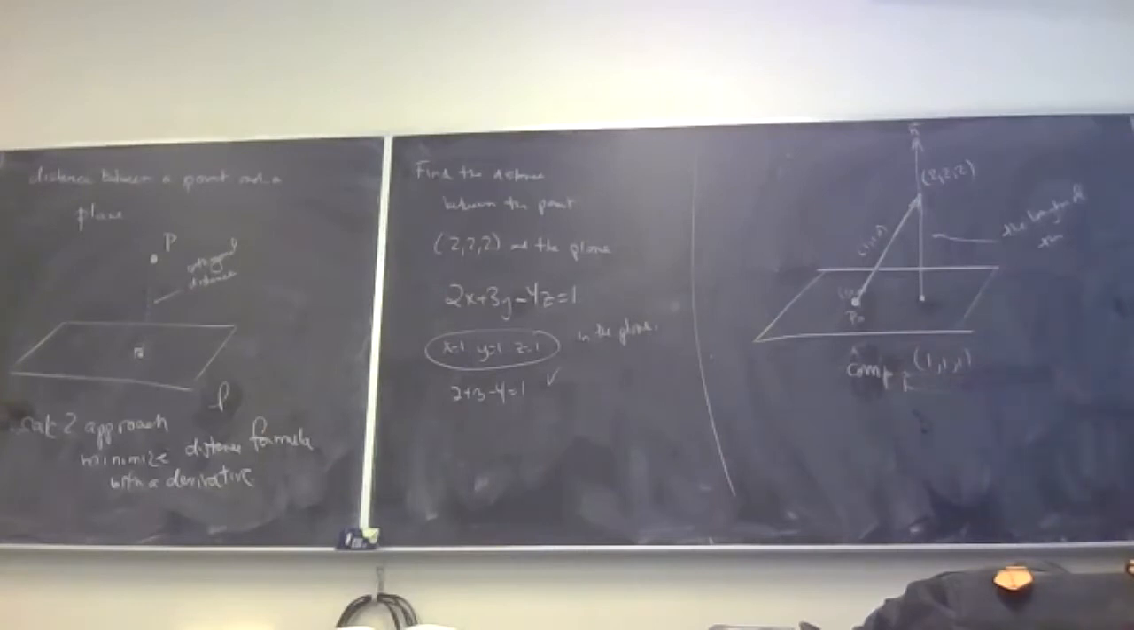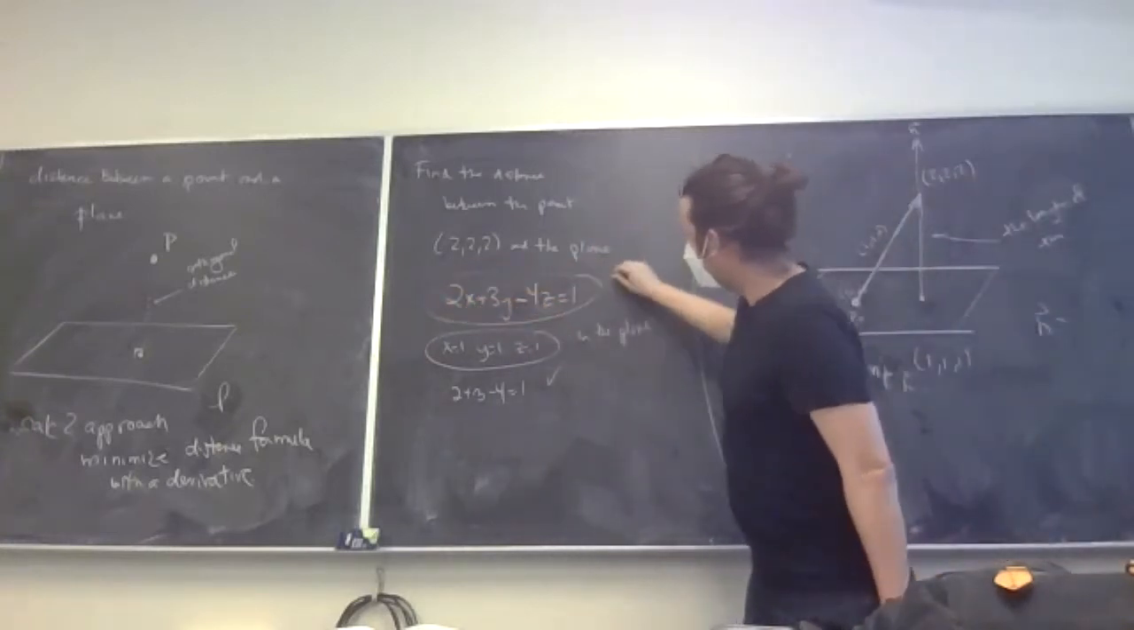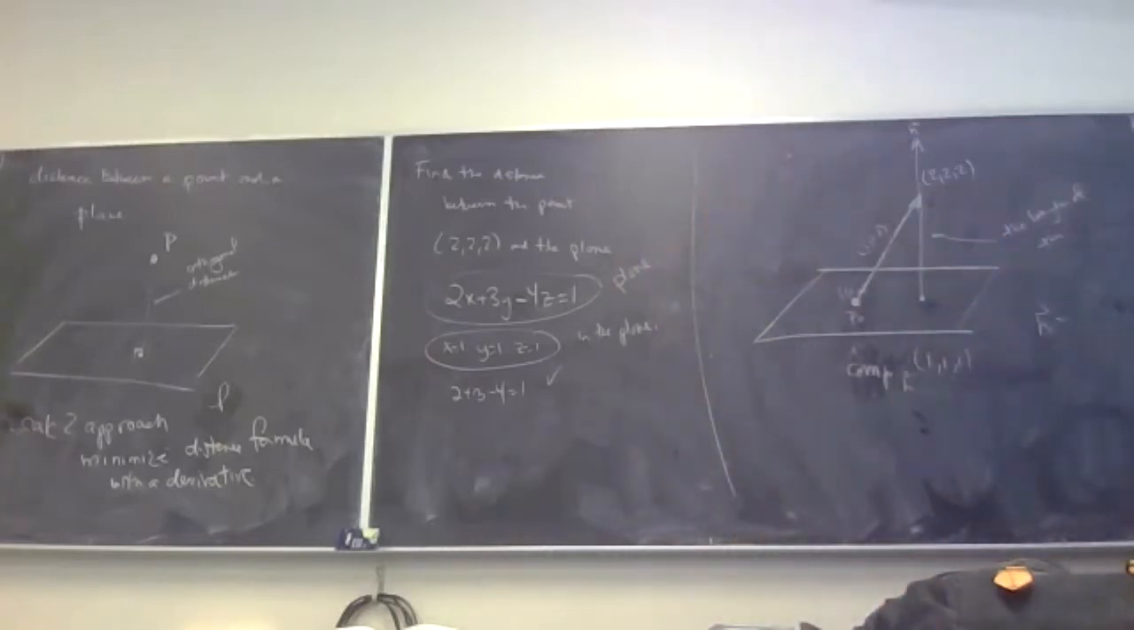Do I know n? Damn, I'm stuck. What's n? For this plane. Well, do I have a plane written down somewhere in terms of an equation? We use it to produce the point. That's the equation of a plane. What's the normal vector? I'll remind you.